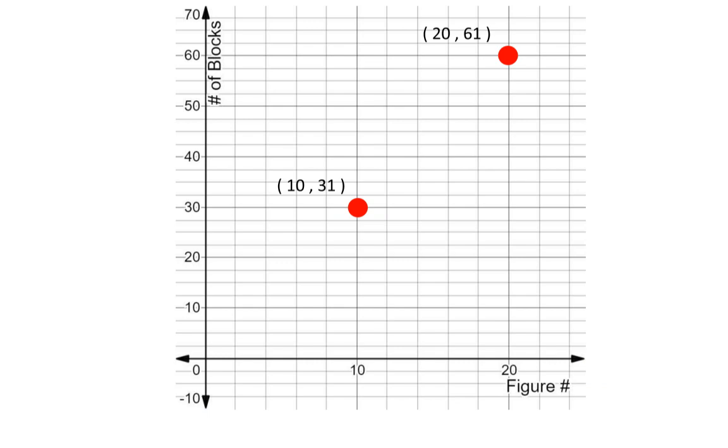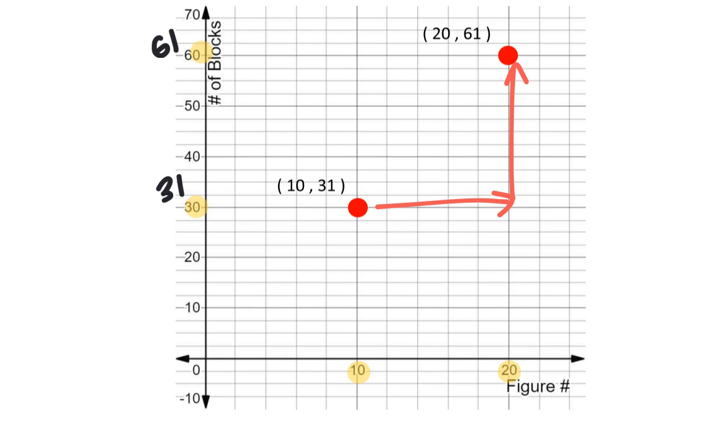In this graph, you've only been given two useful pieces of information. You know that figure 10 contains 31 blocks and figure 20 contains 61 blocks. I want you to use these 2 points to work backwards to find the initial value. We can start by finding the rate of change, which involves drawing a right triangle under these dots.